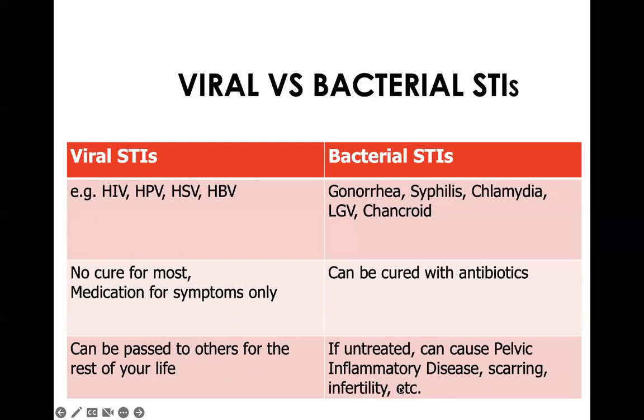While bacterial STIs, their main issue is if they are not treated early, they could lead to lifelong infertility or scarring of the genitourinary tract, which could affect things like pregnancy and also functionality. And they could also lead to what we call pelvic inflammatory disease, which sometimes can go unnoticed and lead to a lot of discomfort and also infertility.